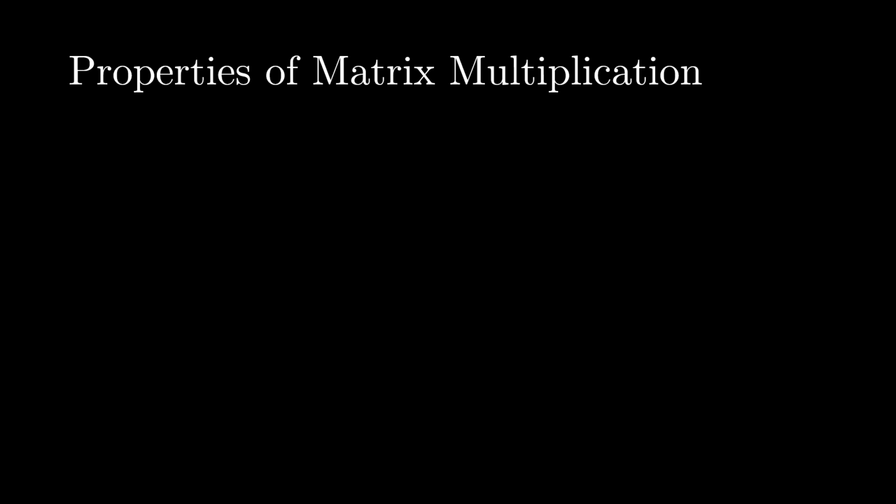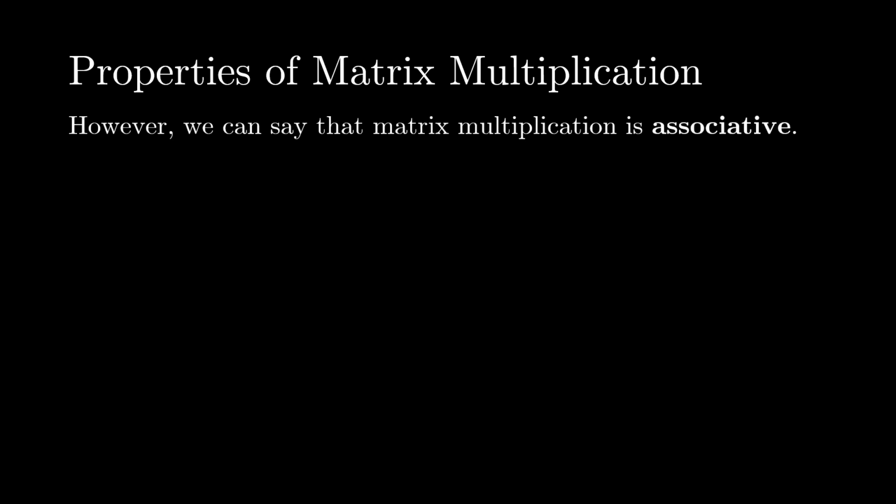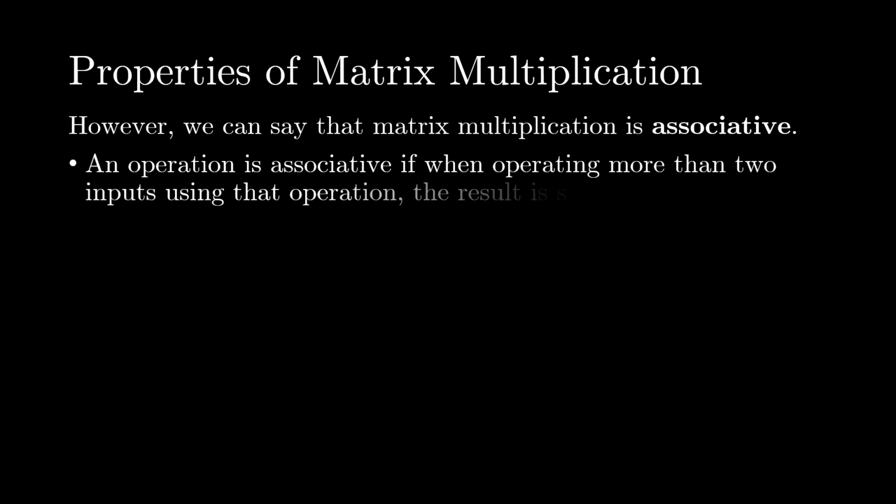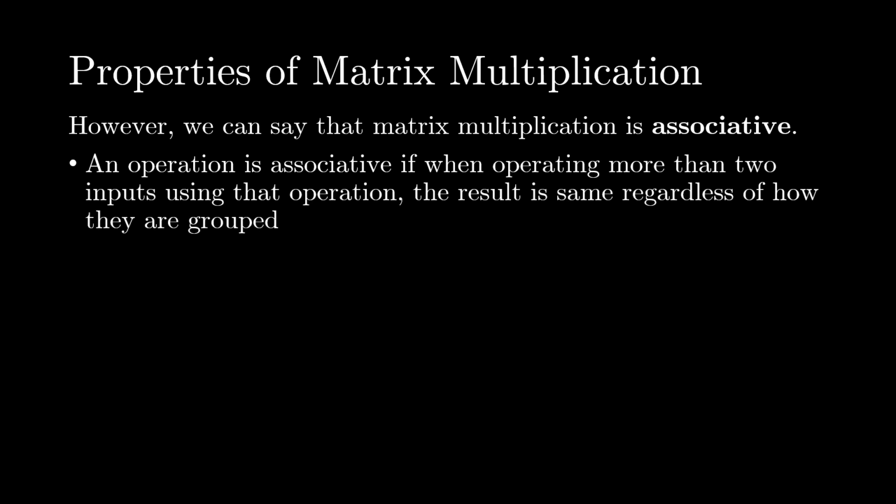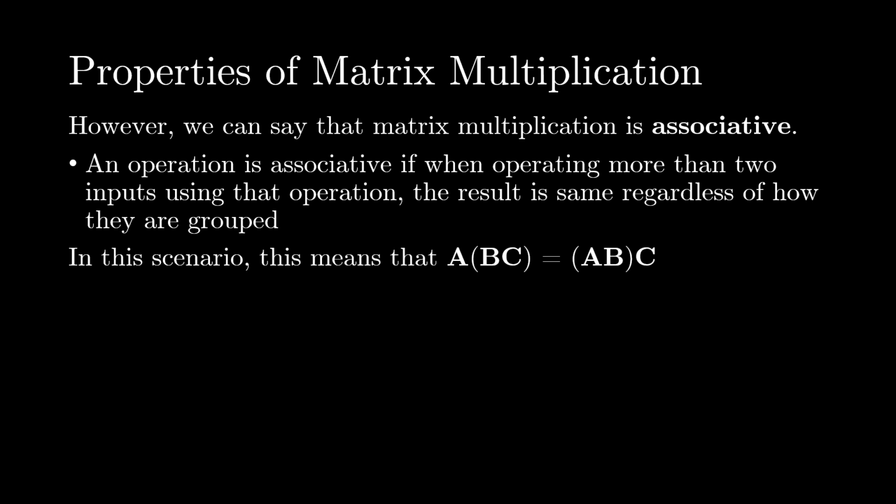We can say that matrix multiplication is associative. But what does this associative mean? An operation is associative when operating more than two inputs using that operation, and regardless of which order they are grouped in, the result is the same. In this scenario, it would mean that if we multiplied B and C first, and then multiplied by A, it would be equal to if we multiplied A and B together, and then C to get a result. And of course, this only holds if the dimensions fit.